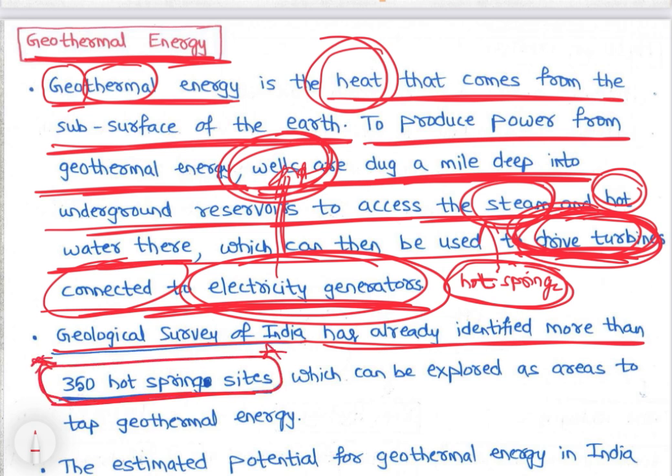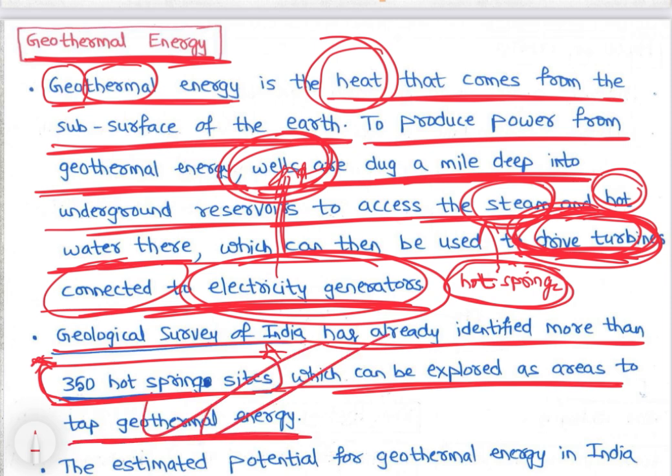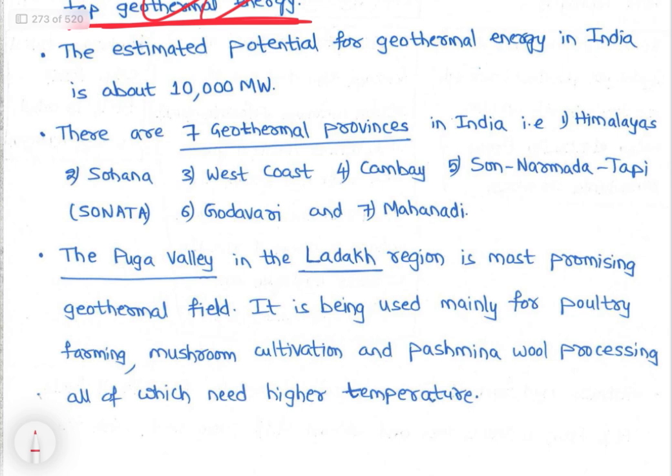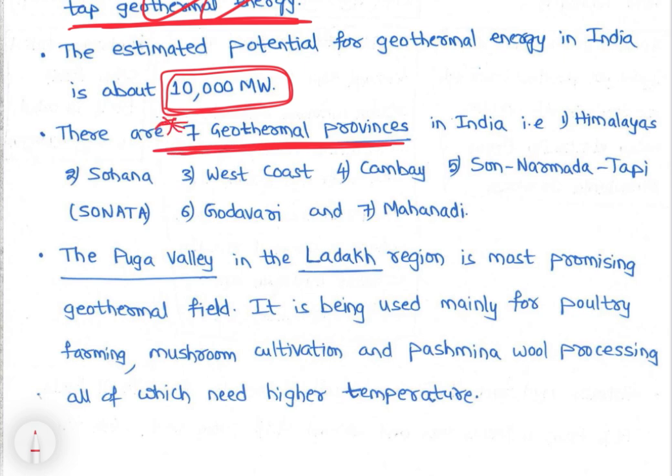hot spring sites which can be explored as areas to tap geothermal energy. Then the estimated potential of geothermal energy is 10,000 megawatts. It is not that much, it is 10,000 megawatts. So there are 7 geothermal provinces in India, where most of the geothermal springs, like hot springs, are concentrated.